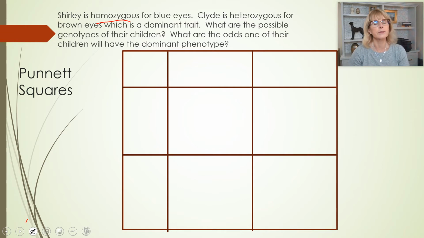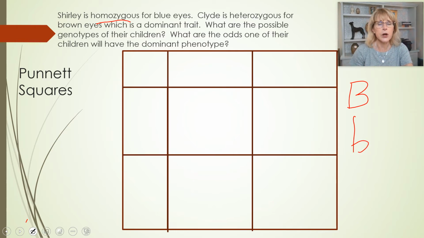he makes brown eyes. Now, not in the symbio activity, but in this activity where we're doing dominant and recessive, we very often will write the dominant allele as a capital letter, and we will write the recessive allele as a lowercase letter. So Clyde is heterozygous. We're going to make him across the top. If he is heterozygous, then his alleles are capital B, lowercase b.